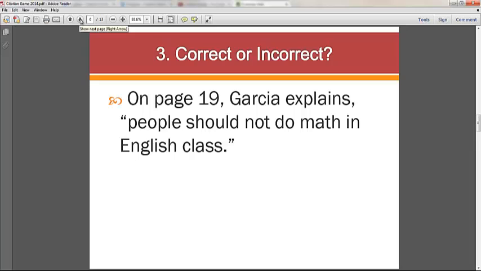Number 3. On page 19, Garcia explains, people should not do math in English class. While this one might seem correct because it has an introduction, and it has a quotation, and it has a period, it's actually incorrect. You should not mention the page number in the introduction to the quote. That should always go after. You don't really need to know that. It's not that important. It goes at the end in parentheses. Also, the P in people should be capitalized. Always capitalize when you're beginning a complete sentence that you've already introduced. Again, always capitalize when you begin a complete sentence that is quoted.